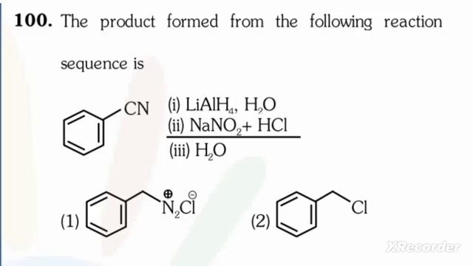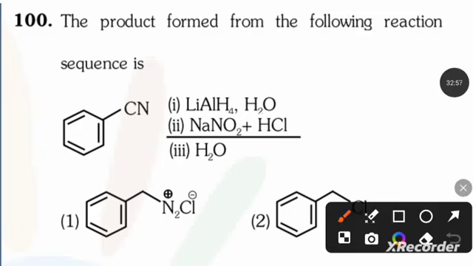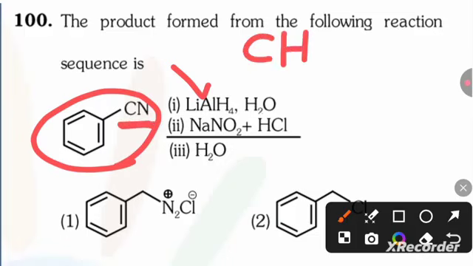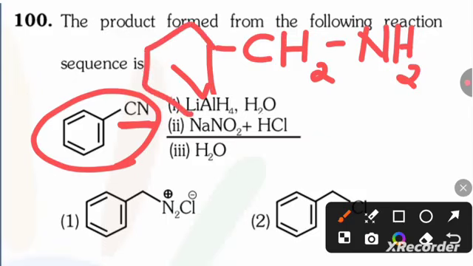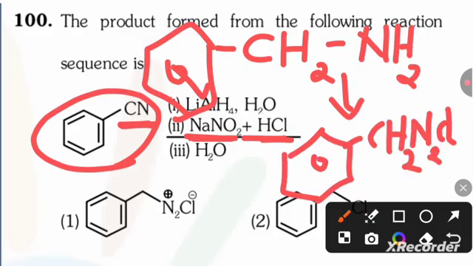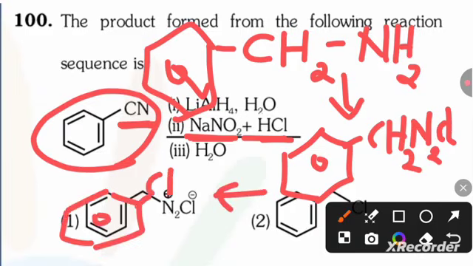Here is the last question, the product formed by the following reaction. We have benzyl cyanide treated with lithium aluminium hydride. So the cyanide group undergoes reduction to produce CH2NH2, which means amine. This part converts to amine, followed by treating with NaNO2 and HCl. It is a diazotization reaction. So because of the diazotization reaction, we will get the diazonium salt, that is CH2N2Cl, benzyl diazonium salt. So this on hydrolysis gives one primary alcohol, benzyl alcohol, CH2OH. So this is the product.